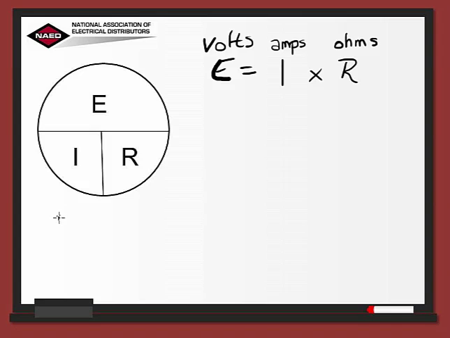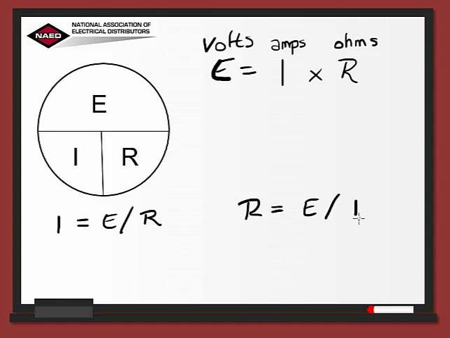Here are the other variations of the equation. I is equal to E divided by R. And finally, R is equal to E divided by I. So let's put this into practice.